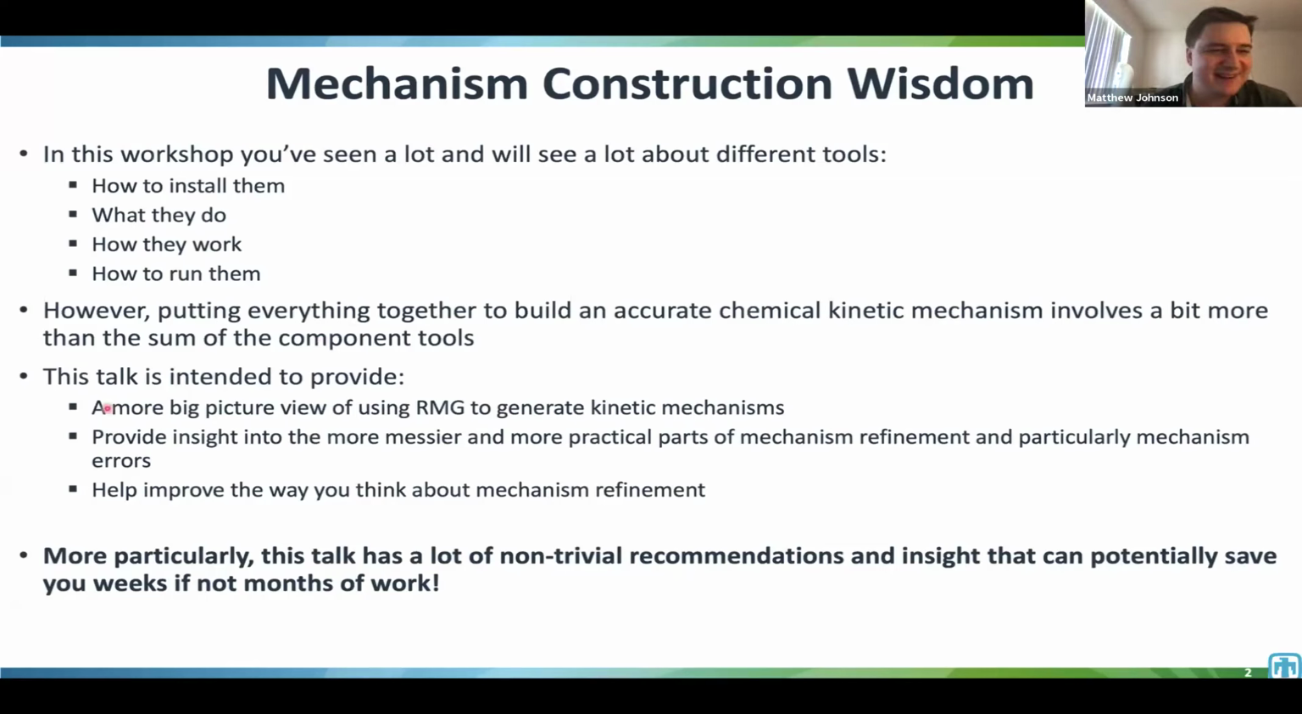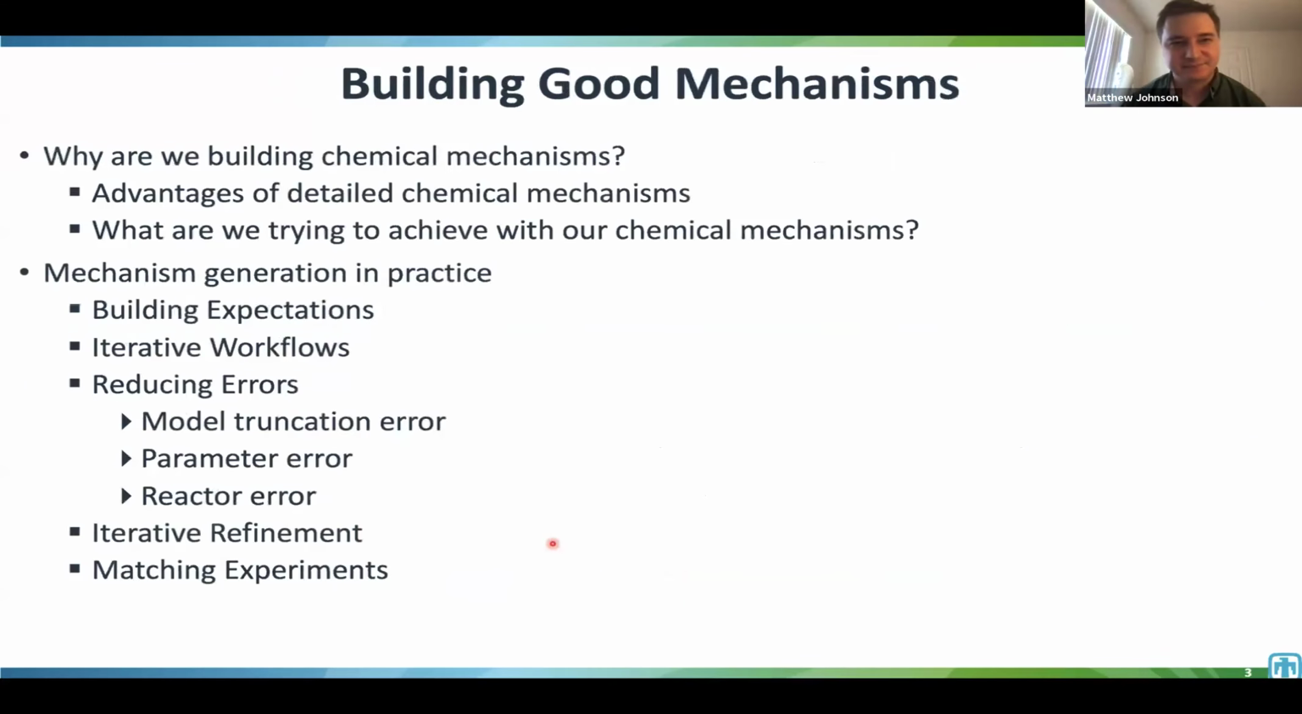And so originally, Bill added this talk in general to provide a more big picture view of using RMG to generate kinetic mechanisms, providing insight into the messier and more practical parts of the mechanism refinement process and mechanism errors, and also to help improve the way you think about mechanism refinement. Also, this talk has a lot of non-trivial recommendations and insights that can potentially save you weeks or, not months, of work. So there's some important content in this lecture.